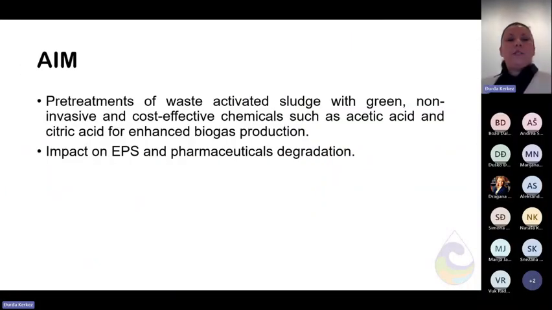So the aim of this work is to pretreat waste-activated sludge with green, non-invasive, cost-effective chemicals. Today I will talk about pretreatment with acetic and citric acid, and I will give information about their impact on EPS and pharmaceuticals degradation. We have also planned to use many other green, non-invasive, cost-effective materials in the future, but I will now focus on these two.